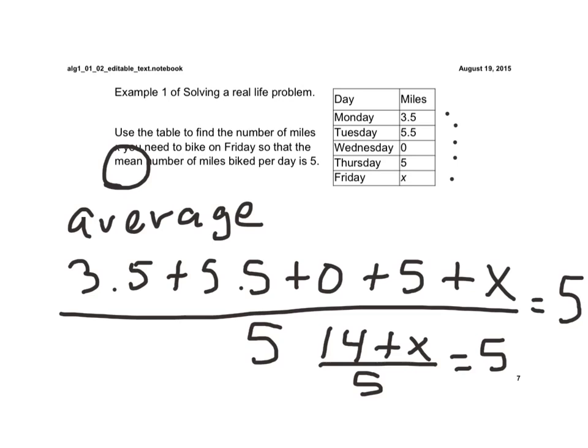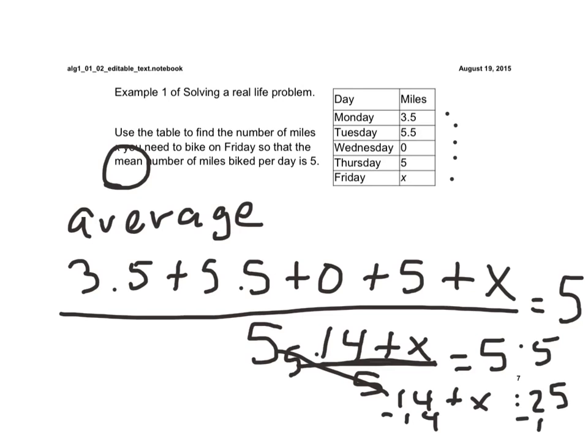Well, in this problem, since the whole top is being divided by 5, to undo that, we have to multiply both sides of this equation by 5 first. Those divide out, and we get 14 plus x is equal to 25. And now we solve for x by subtracting 14. And we get x is equal to 11. So for us to average 5 miles per day for biking, we would have to make sure that we rode for 11 miles on Friday.